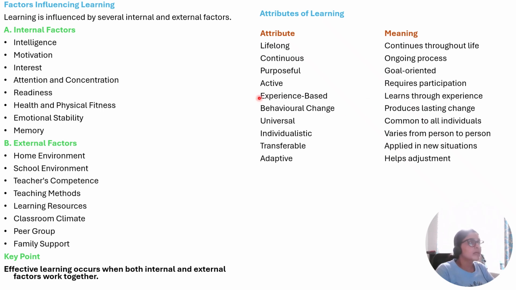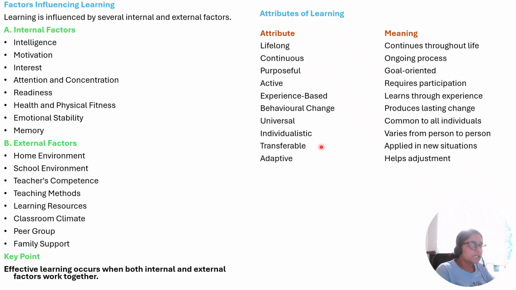Then it involves behavioral change. It produces permanent and long lasting changes in the individuals. It is universal. That means every individual, it is common to all individuals. Every individual, no matter what status he is, from what place he comes from, every individual will learn. No matter how much rich, how much poor he is, every individual will learn.